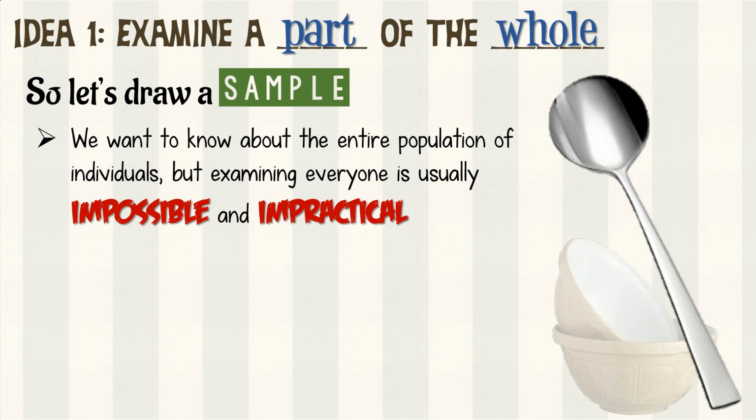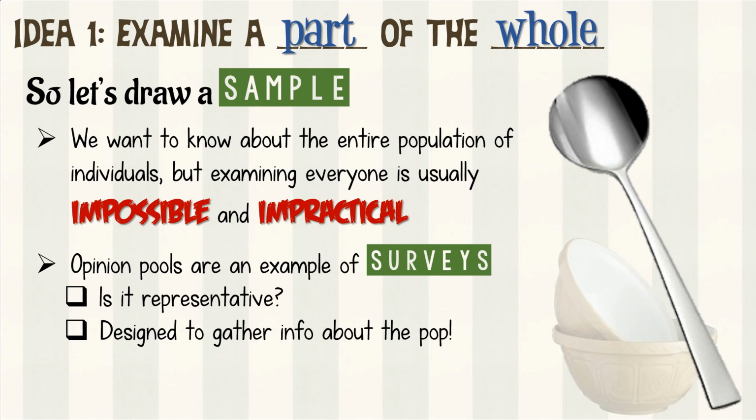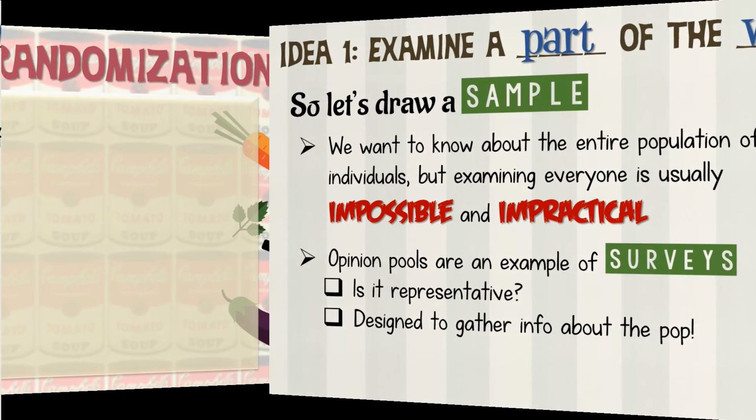Because let's face it, if you want to know something about the population, examining everybody is impossible. And more importantly, it's just impractical. It's a waste of time. It's exhausting, and nobody has time for that. Some people do opinion polls, kind of like surveys. The biggest thing they have to ask themselves is, were the people I got representative of everybody's opinion? Can I take this further? Because again, they're designed to gather info about the population.